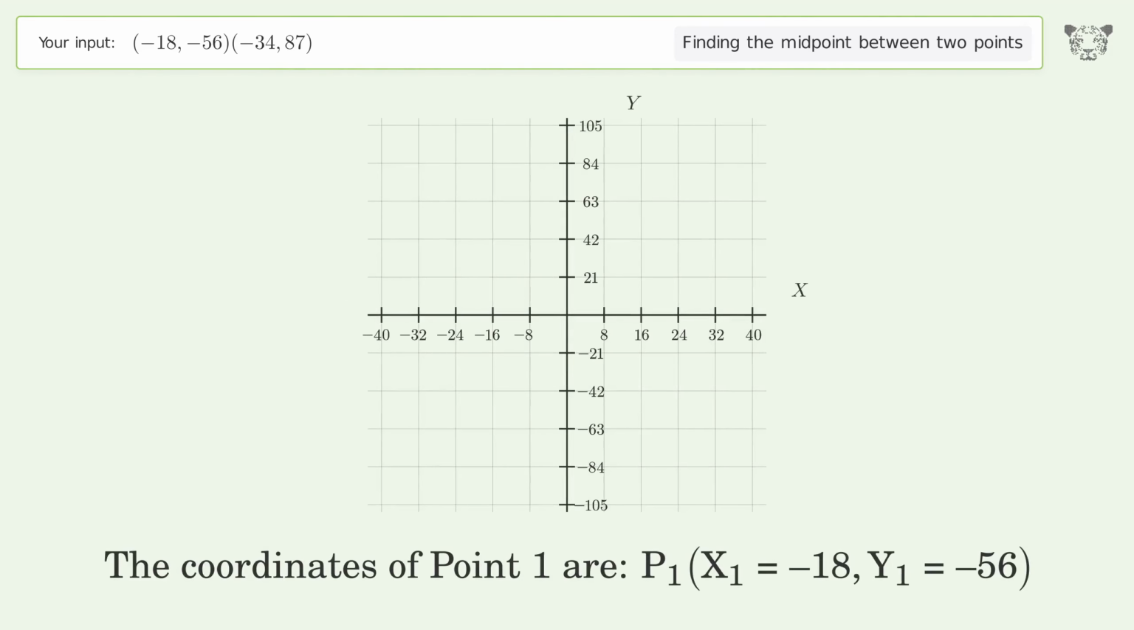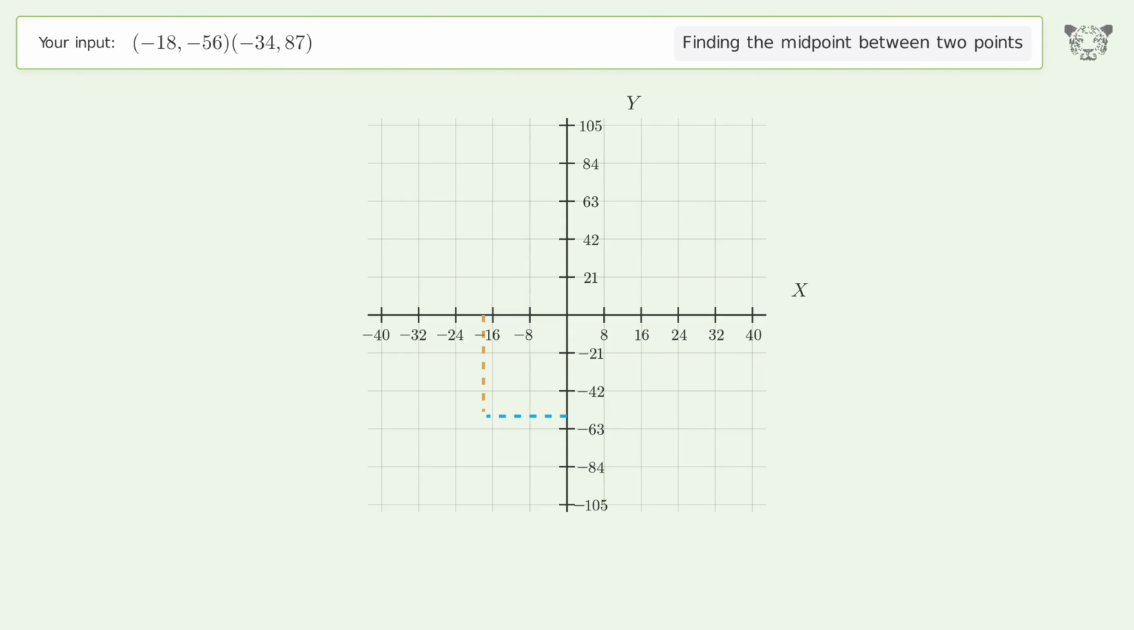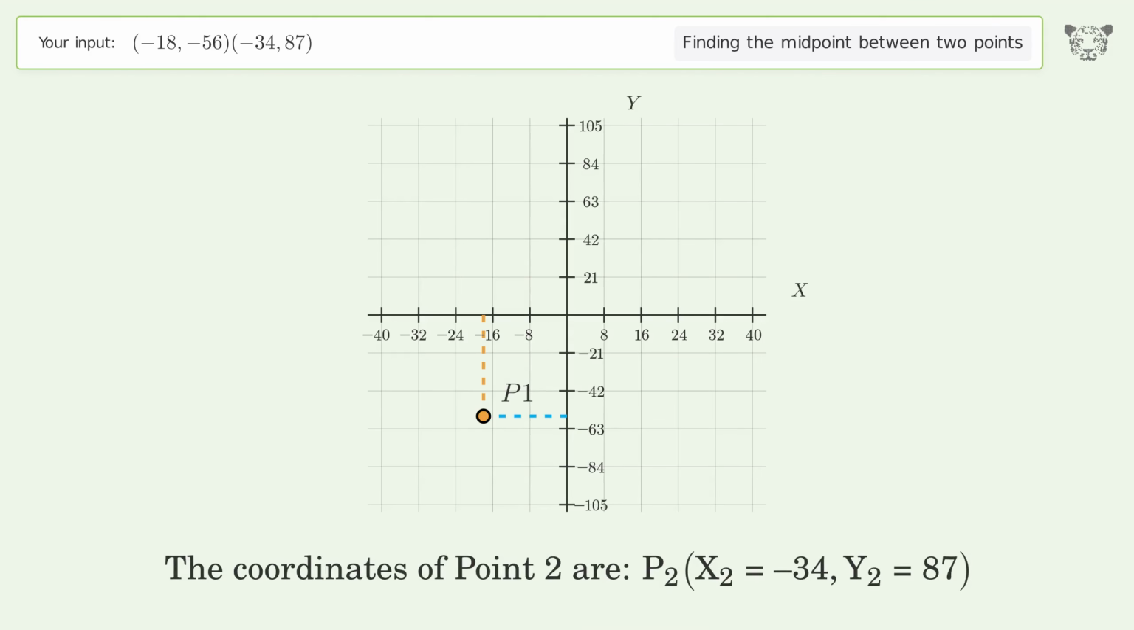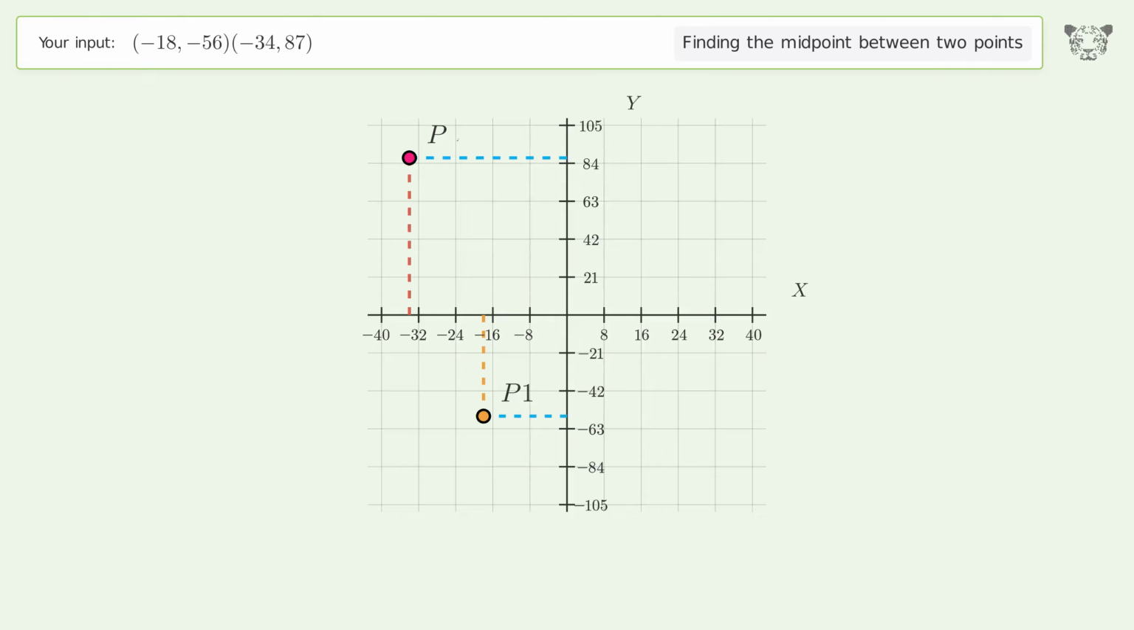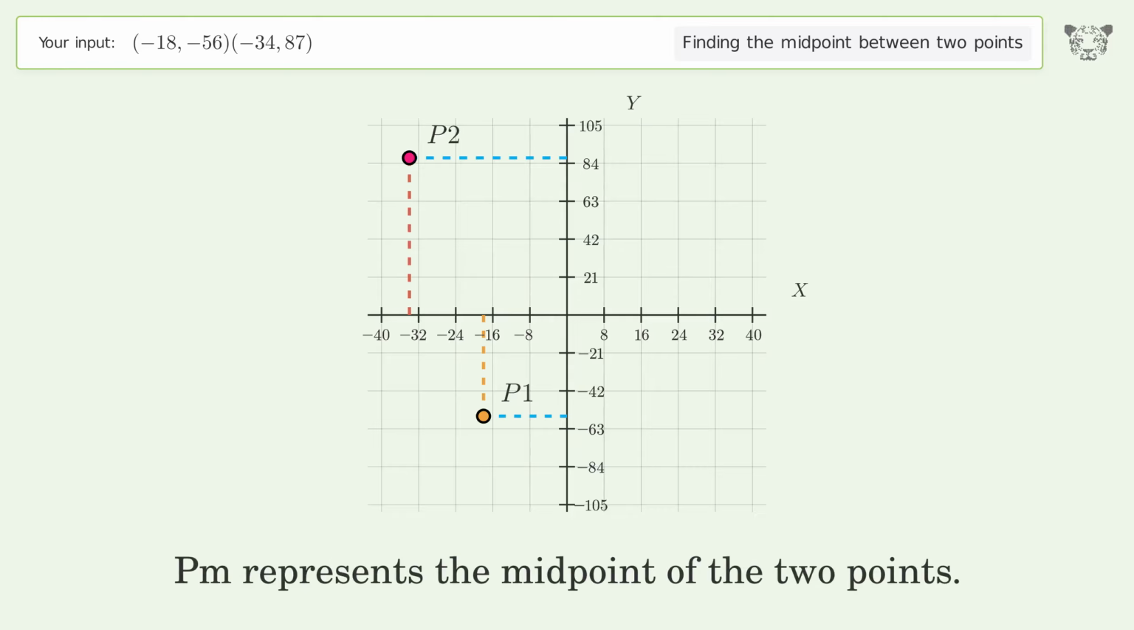The coordinates of point 1 are, x1 equals -18, y1 equals -56. The coordinates of point 2 are, x2 equals -34, y2 equals 87. PM represents the midpoint of the 2 points.